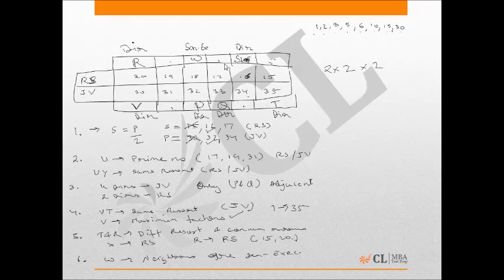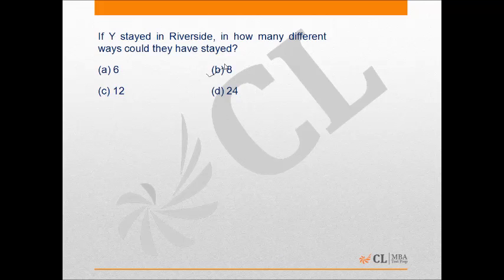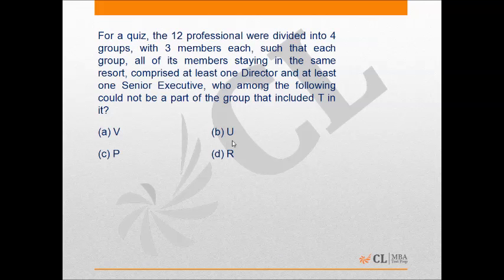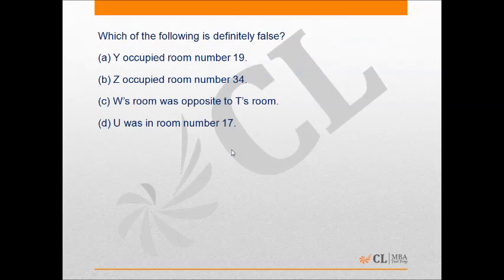Look at the table. If T is a part of the group, who cannot be a part of that group? V can very well be a part of that group because V belongs to the same resort. U can be a part of the group because we are not sure whether U stayed in 31 or not. P can be a part of the group because P stayed in the same resort. R cannot be a part of that group because R stayed in a different resort. So the group in which T is there, R cannot be there. So the answer is option D.